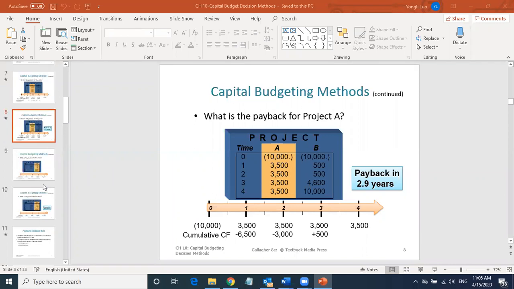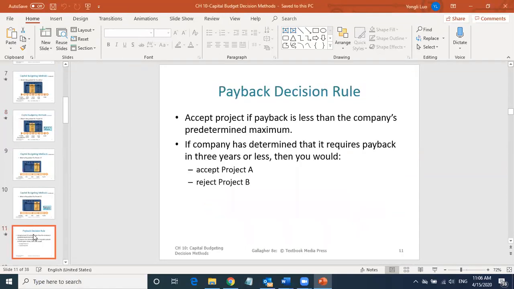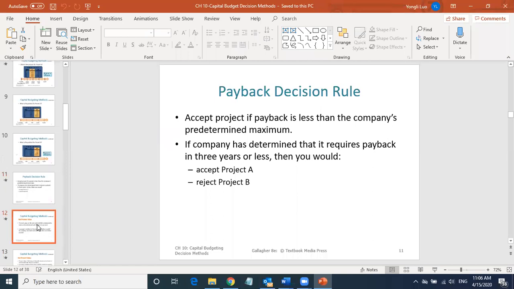The longer it takes, the worse. So with the payback period, the shorter the time to get all your money back, the better, and that's the project you choose. You choose the project with the shorter period of time. So that's your payback period.